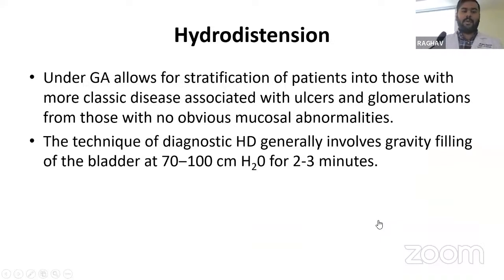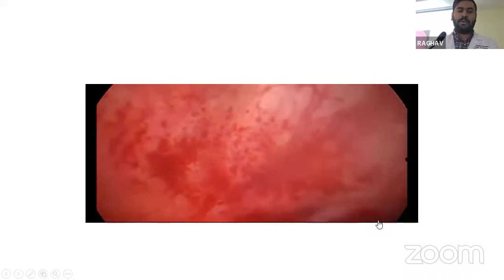Hydrodistension is performed under GA and allows for stratification of patients into those with more classic disease associated with ulcers and glomerulations, and those with no obvious mucosal abnormalities. The technique generally involves gravity filling of the bladder at 70 to 100 centimeters of water for 2 to 3 minutes. This is a video of hydrodistension. Upon hydrodistension, there is bleeding from those pinpoint glomerulations and ulcers, confirming the diagnosis of IC/BPS.